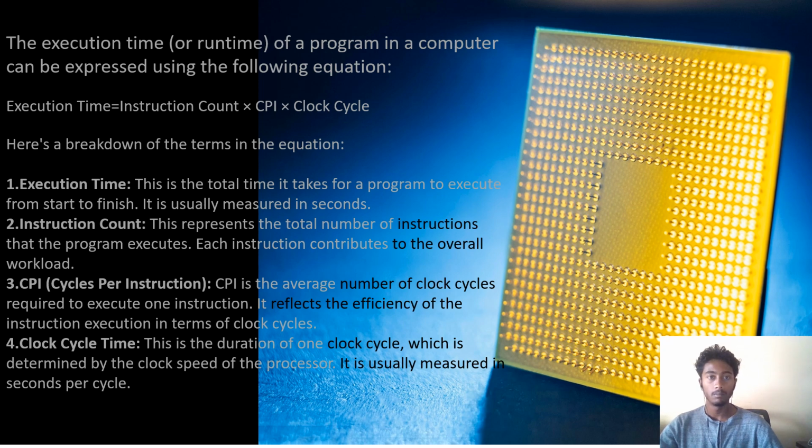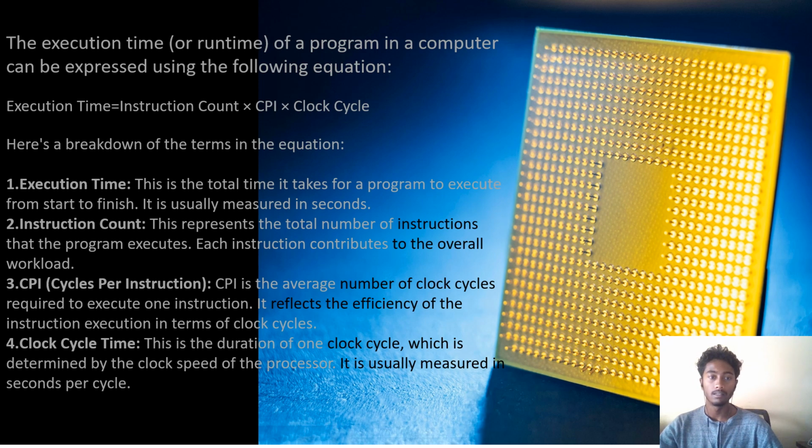The execution time or runtime of a program in a computer can be expressed using the following equation. Execution time equals instruction count multiplied by CPI multiplied by clock cycle time. Here's the breakdown of the terms in the equation. The first one is execution time. This is the time taken for a program to execute from start to finish. It is usually measured in seconds.